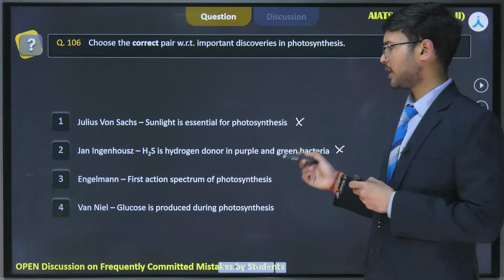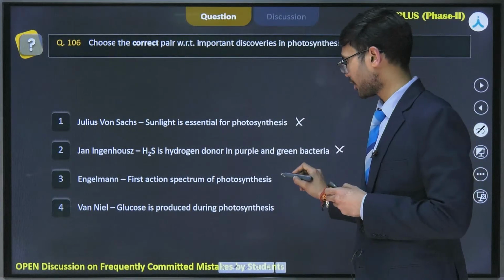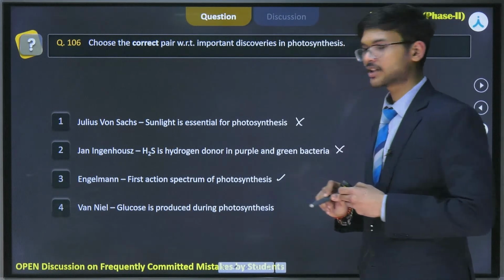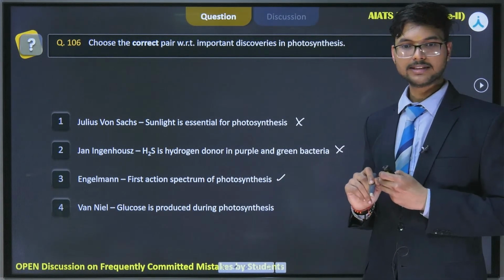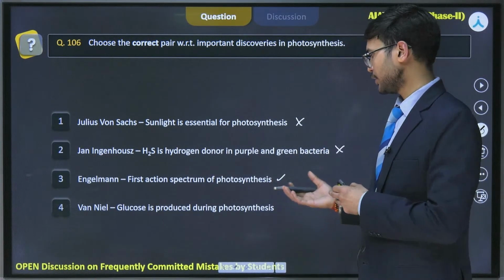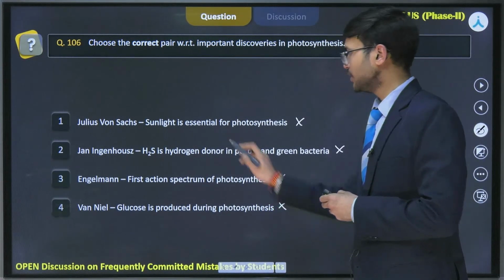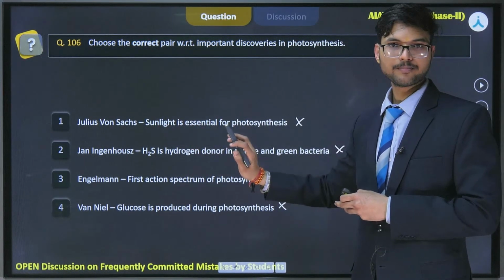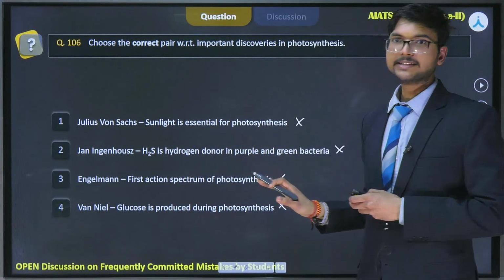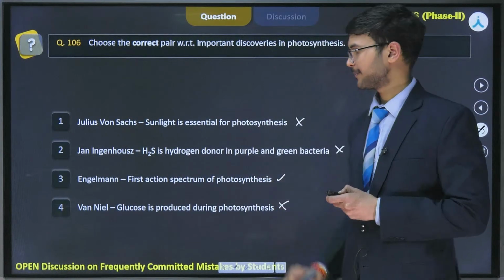The third option says Engelmann, first action spectrum of photosynthesis was described. So yes, by the experiment of Engelmann, the first action spectrum of photosynthesis was described. And the fourth option says van Niel, glucose is produced during photosynthesis. So it is incorrect, as it was Julius von Sachs. Okay, so this concept is clear to you? Yes? Okay.